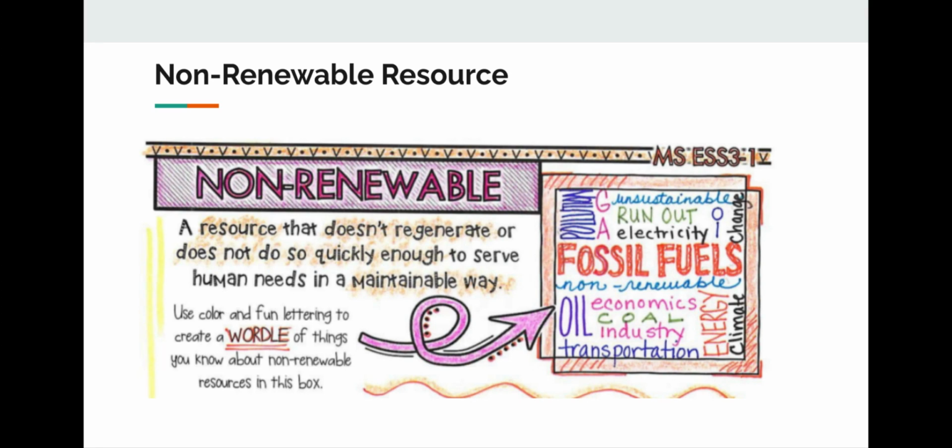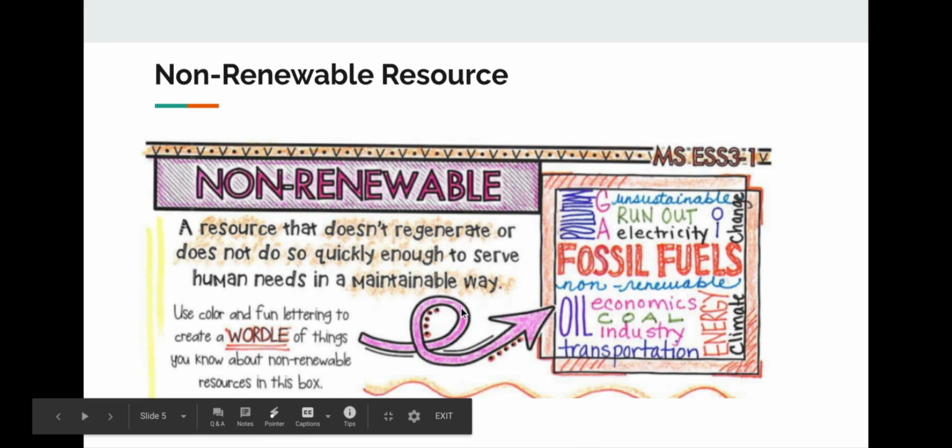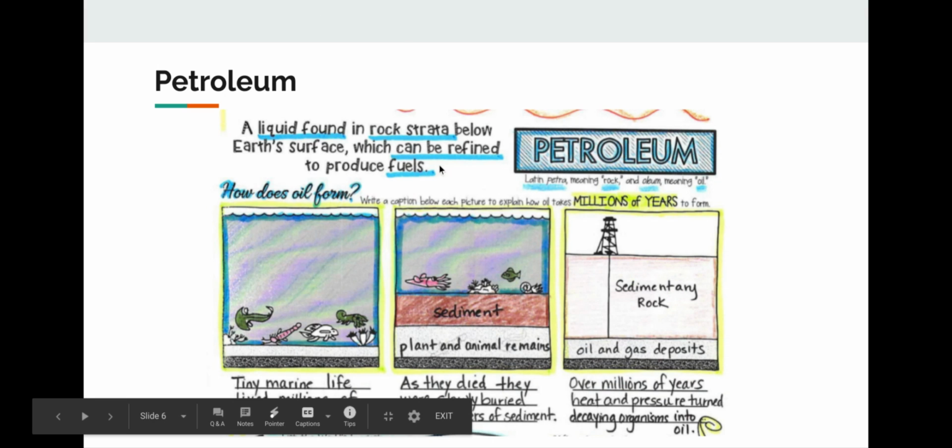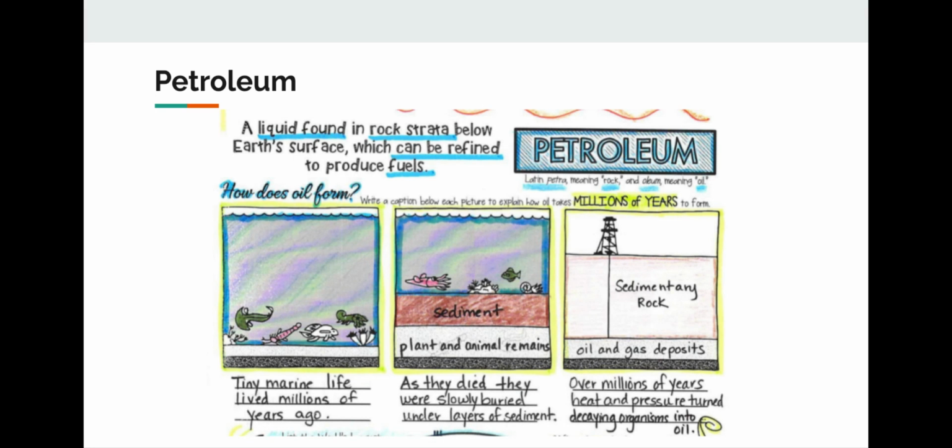But ultimately, because these are non-renewable, it's unsustainable. We can't rely on non-renewable resources forever. Eventually, they will vanish. So that's going to have us talk about petroleum. Petroleum is a liquid found in rock strata, or like a layer of rock below Earth's surface, which can be refined to produce fuels.